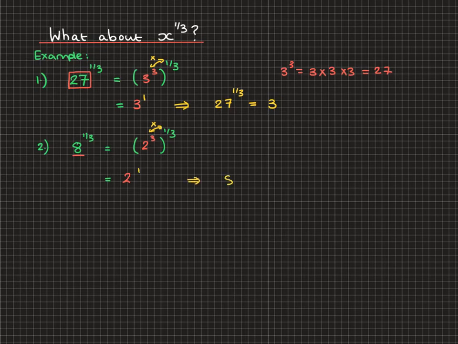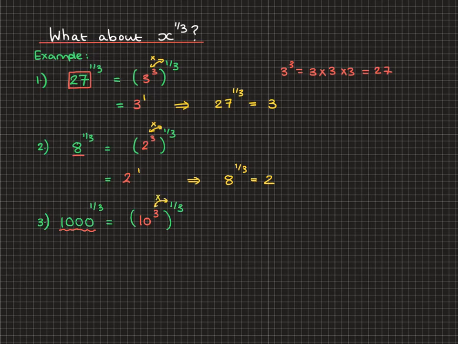So I can see that 8 to the power of a third is equal to 2. So again, you may already know what's going on. Let's do one last example to confirm this, hopefully. 1,000 raised to the power of a third. So how else can we write 1,000? Well, 1,000 is the same as 10 cubed, 10 multiplied by 10 multiplied by 10.